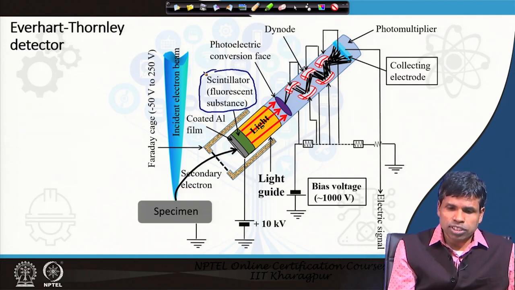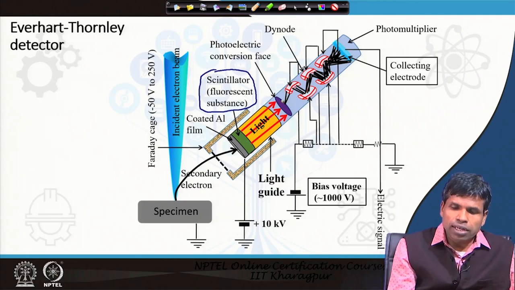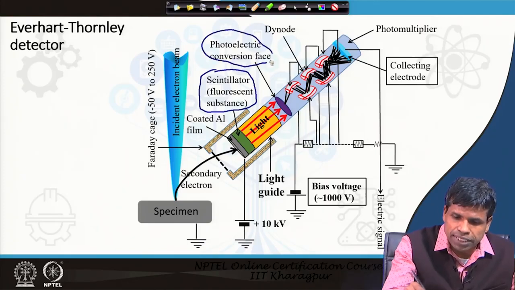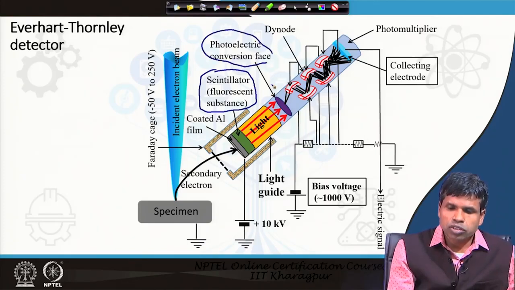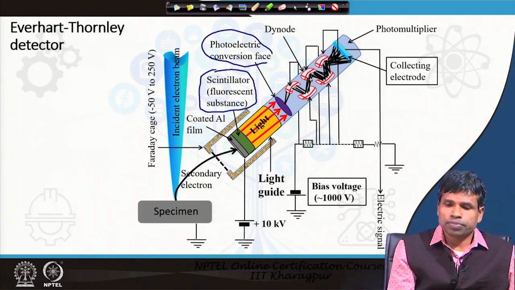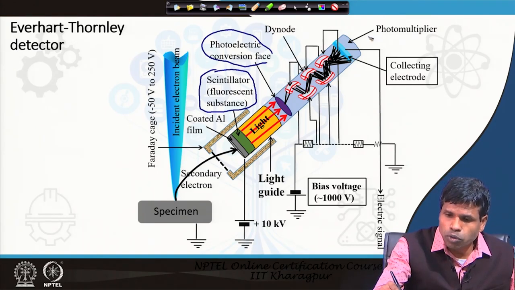Once it strikes the fluorescent substance, it will produce light, and that light is passed through a light tube, which is made up of a quartz material, through internal reflection, and then strikes the photocathode or photoelectric conversion phase. This is the photoelectronic conversion phase. Once it strikes the photoelectric conversion phase, it will create electron hole pairs, and those electrons will be bombarding two different electrodes in a photomultiplier. So, the right part is our photomultiplier.